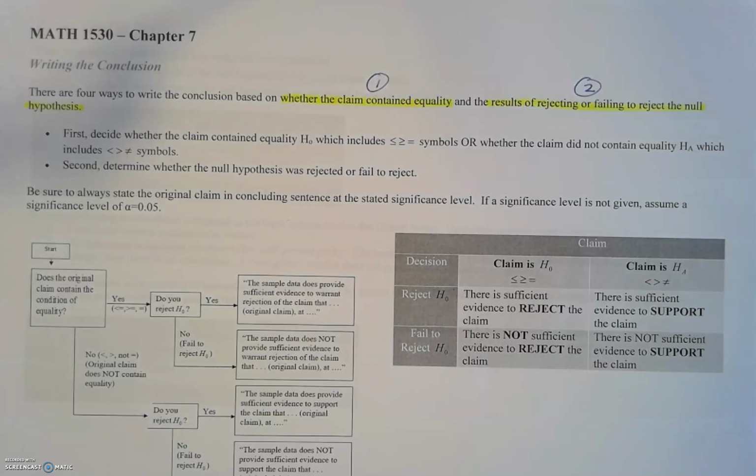First, decide whether the claim contained equality: H sub 0, which is less than or equal to, greater than or equal to, or equal to. Remember, we talked about writing the claim in the beginning or setup of the sentence. Or whether the claim did not contain equality, H sub A, which includes the less than, greater than, or not equal to symbols. Second, determine whether the null hypothesis was rejected or failed to reject.